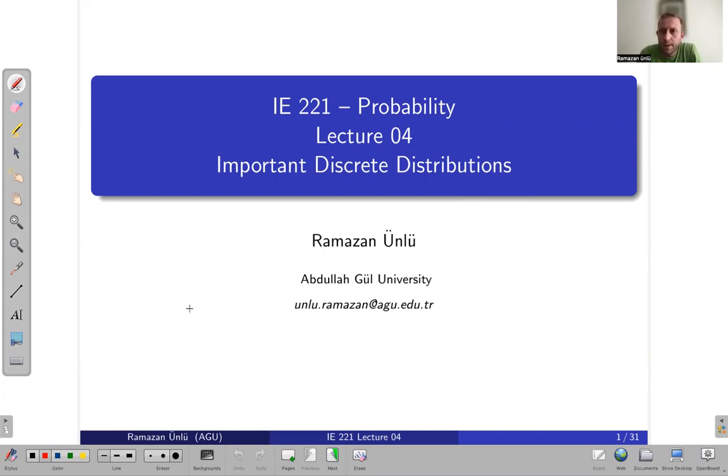So until that lecture, we have learned what a random variable is and what discrete random variables are, how we can calculate the mean of them, the variance of them. And in this lecture, we will focus on some important distributions. But before going to the details, let me explain what a distribution is, how it can be used, and why it is important.